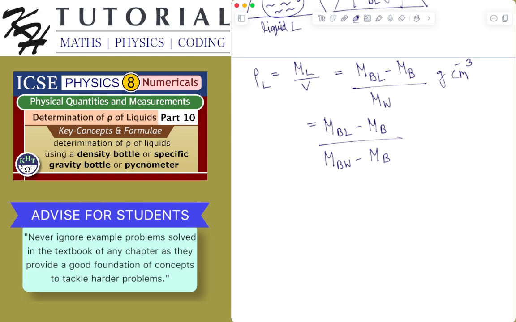I just used some different notation, so that MBL, BL means the mass of the bottle plus liquid, and BW means the mass of the bottle plus water. So MBL minus MB, which is the mass of the liquid, divided by the mass of the water.